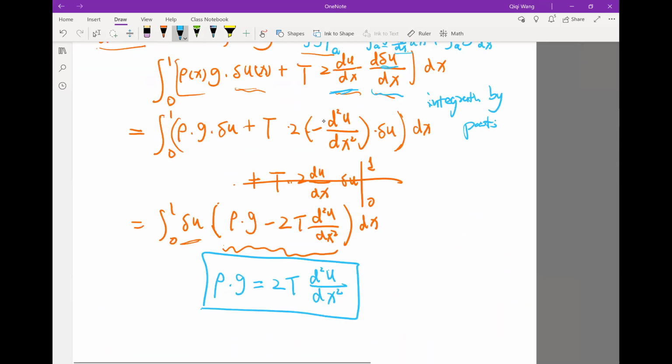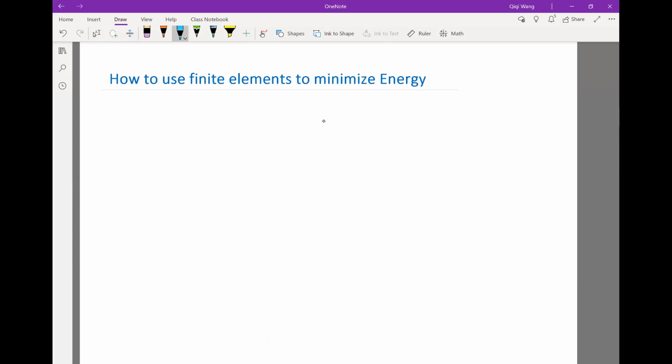All right. So for example, I'm going to be minimizing the integration from 0 to 1 of my rho g u plus a times (du/dx) squared.